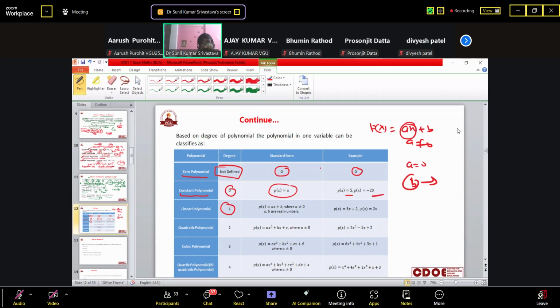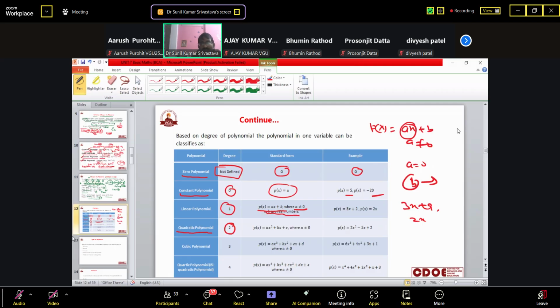So the coefficient of the highest power of the degree must be non-zero. Here, written p(x) = ax + b, where a is not equal to 0 and a, b are real numbers. For example, 3x + 9, 2x, and so on. That is the linear polynomial.